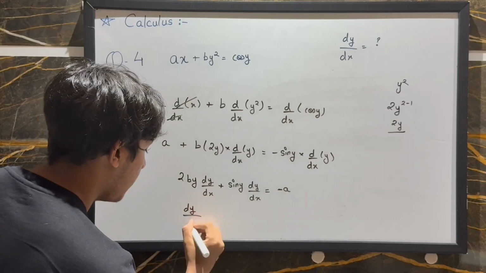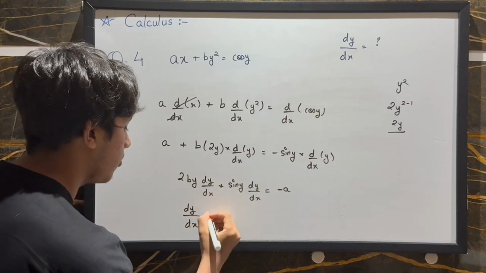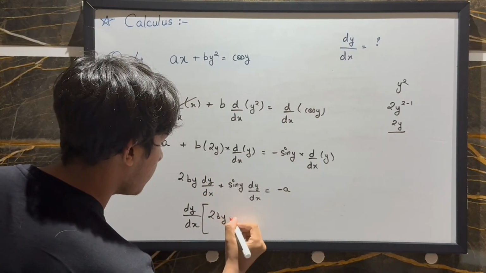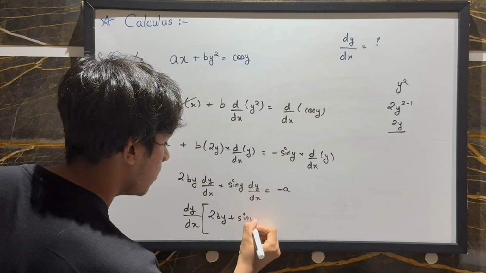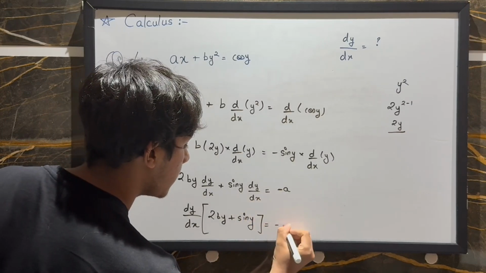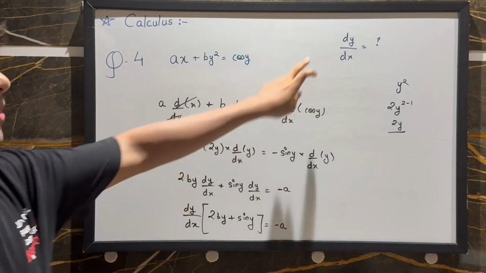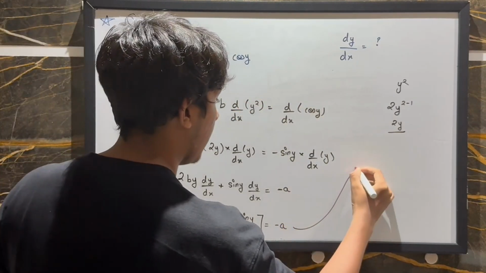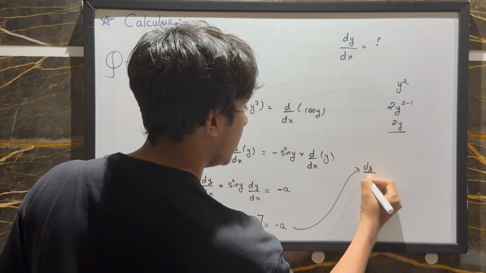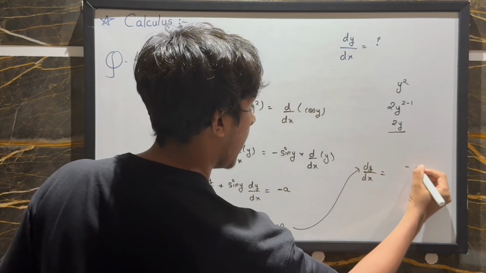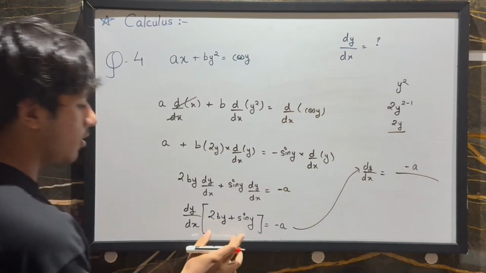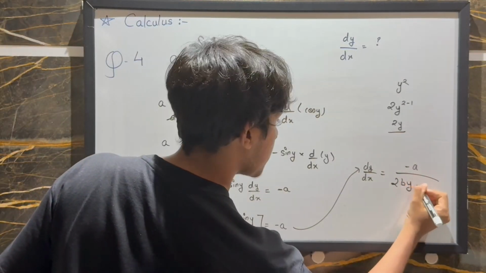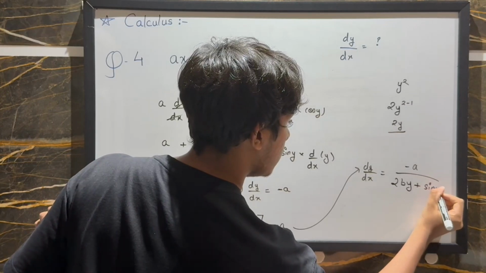It would be dy by dx. We are taking this out common, so we will be left with 2by plus sin y is equal to negative a. Now we have been asked to find dy by dx, so we'll just divide this, and the final answer would look like dy by dx is equal to minus a upon, this will go in the denominator, which would be 2by plus sin y. This is the final answer.